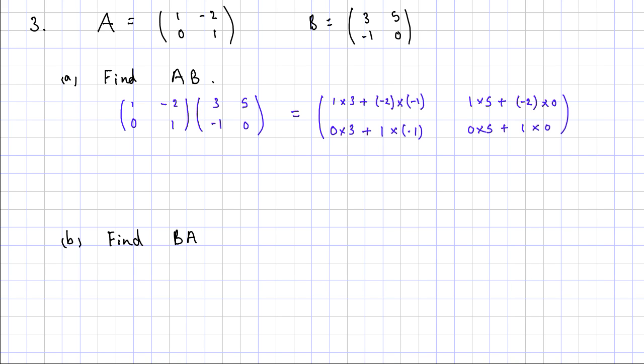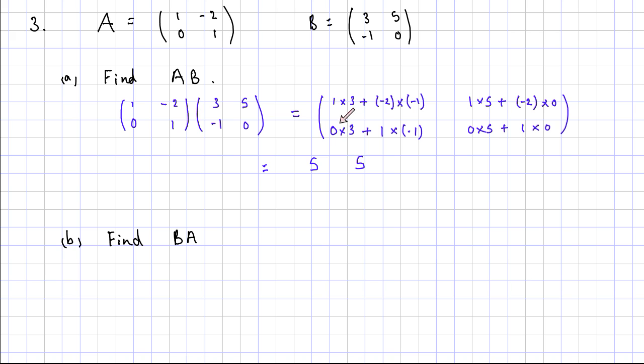Okay, now we just calculate these, and we can see that it's going to be a 2 by 2 matrix. So there are 4 entries here, and let's calculate them. So we're going to have 1 times 3 is 3, negative 2 times negative 1 is 2, so 3 add 2 is 5. Okay, next one, we got 1 times 5 is 5, add 0 here, so that's just 5.